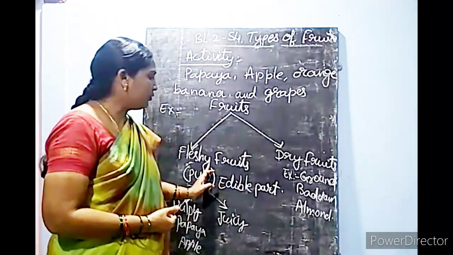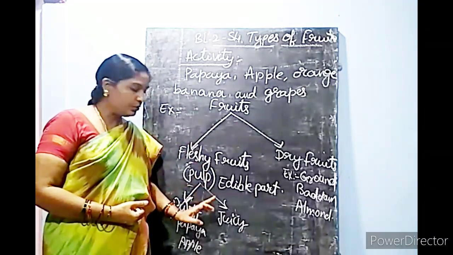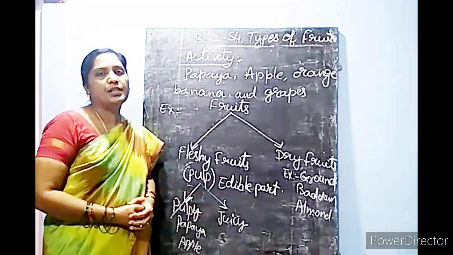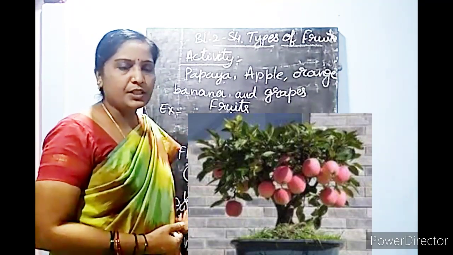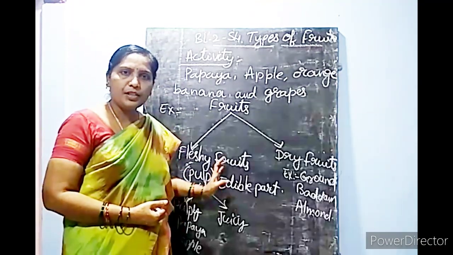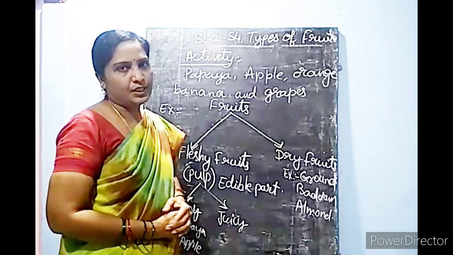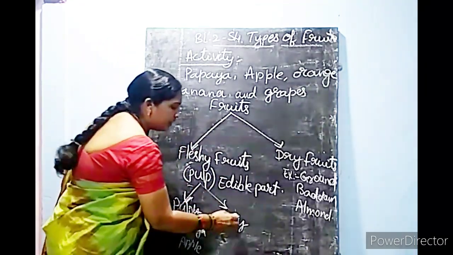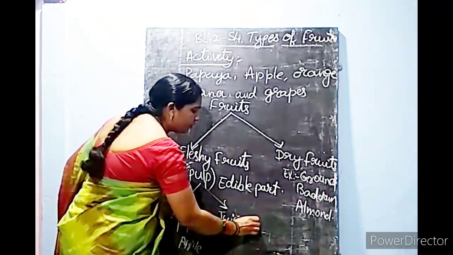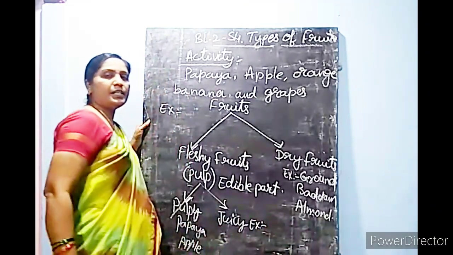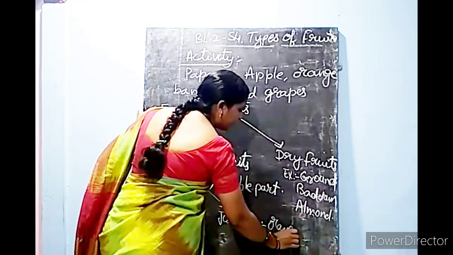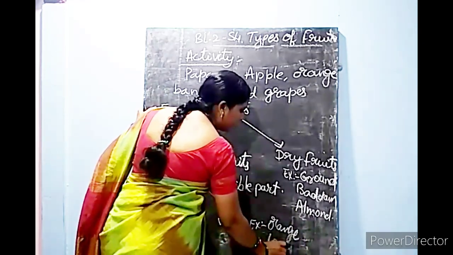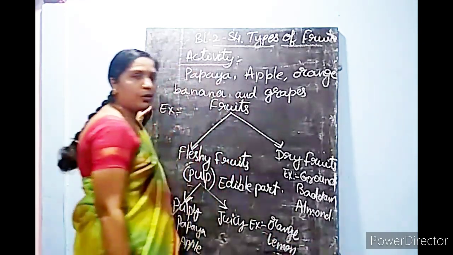So fleshy fruits are of two kinds. Some fleshy fruits are pulpy fruits. Some fleshy fruits are juicy fruits. So, can you say any example for a juicy fruit? Orange comes under juicy fruit. Our lemon comes under juicy fruit.